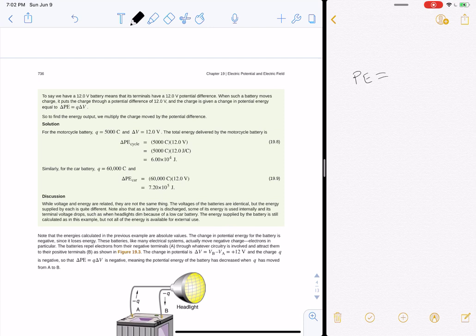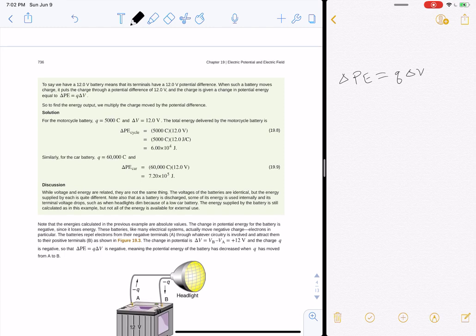Energy is equal to Q times delta V. Okay, delta PE. Oops, I drew this upside down. Delta PE is equal to Q delta V. So you've got 5,000 coulombs for the motorcycle battery times 12 volts, which gives you 6 times 10 to the 4 joules. Okay. For a car battery, you've got 60,000 coulombs. You multiply that by 12 volts, and you get 7 times 10 to the 5th joules.